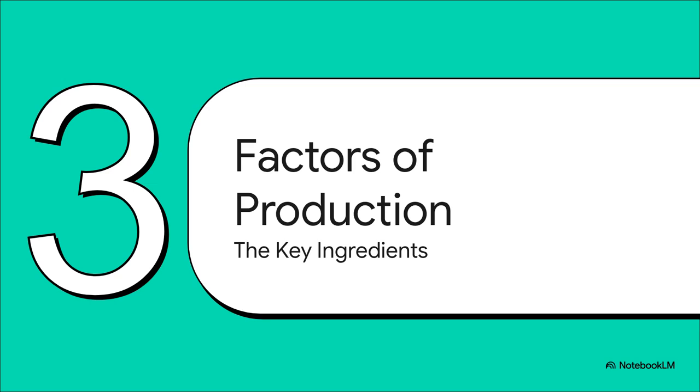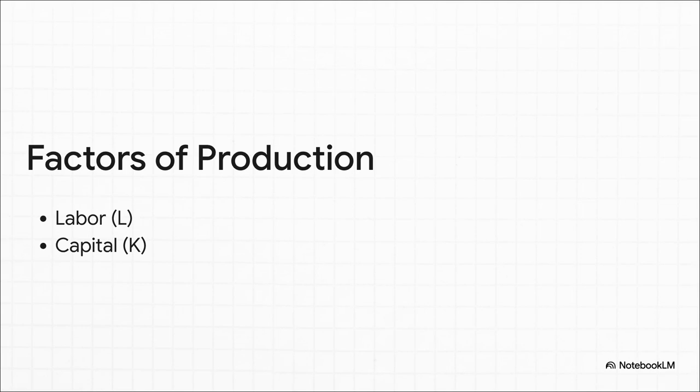We're going to start with the two big ones, and then we're going to reveal the secret ingredient that honestly changes the whole game. So here they are, our two main ingredients. K stands for capital. We're talking about all the physical stuff, the machines, the factories, the computers, the office buildings, all of it. And L stands for labor. That's pretty straightforward. It's people, the entire workforce.